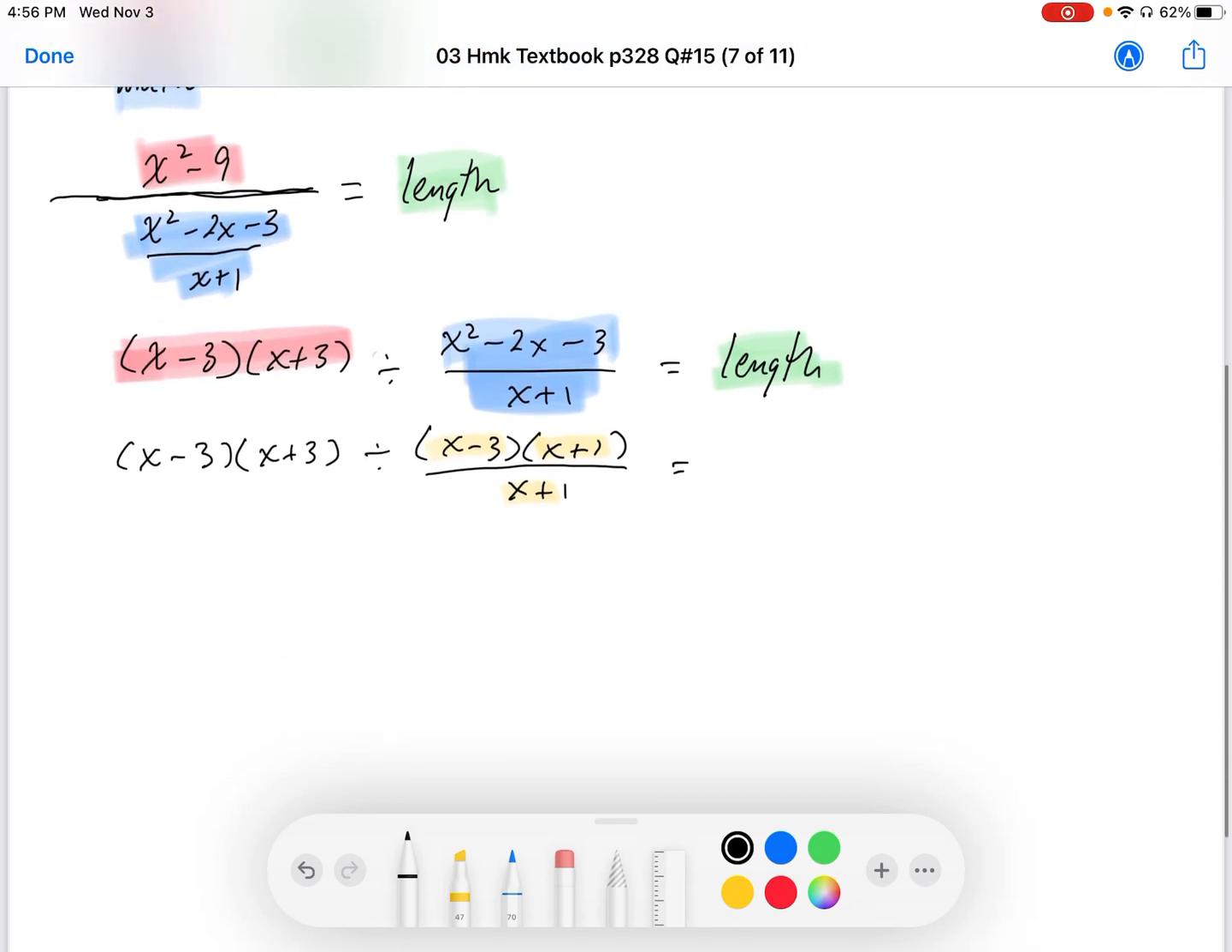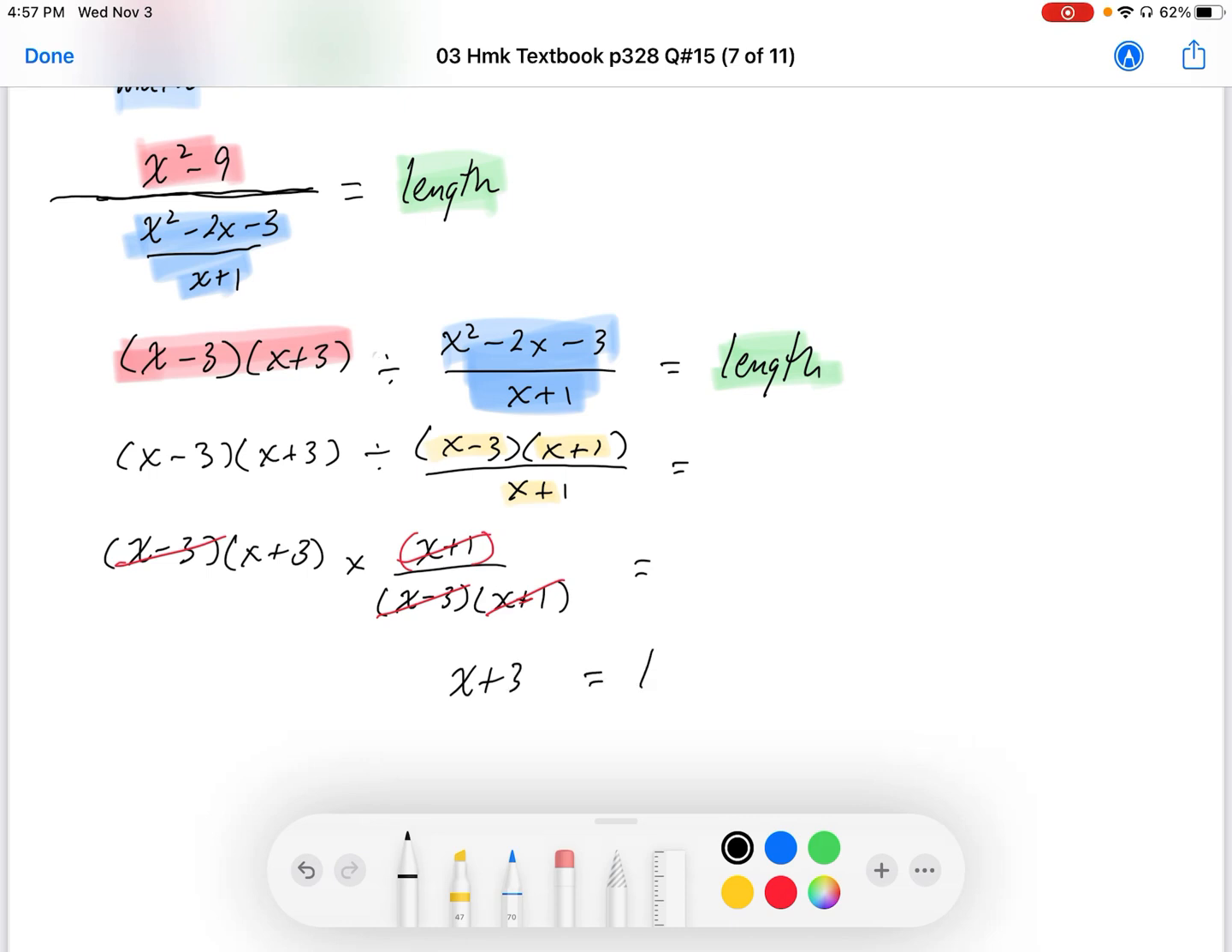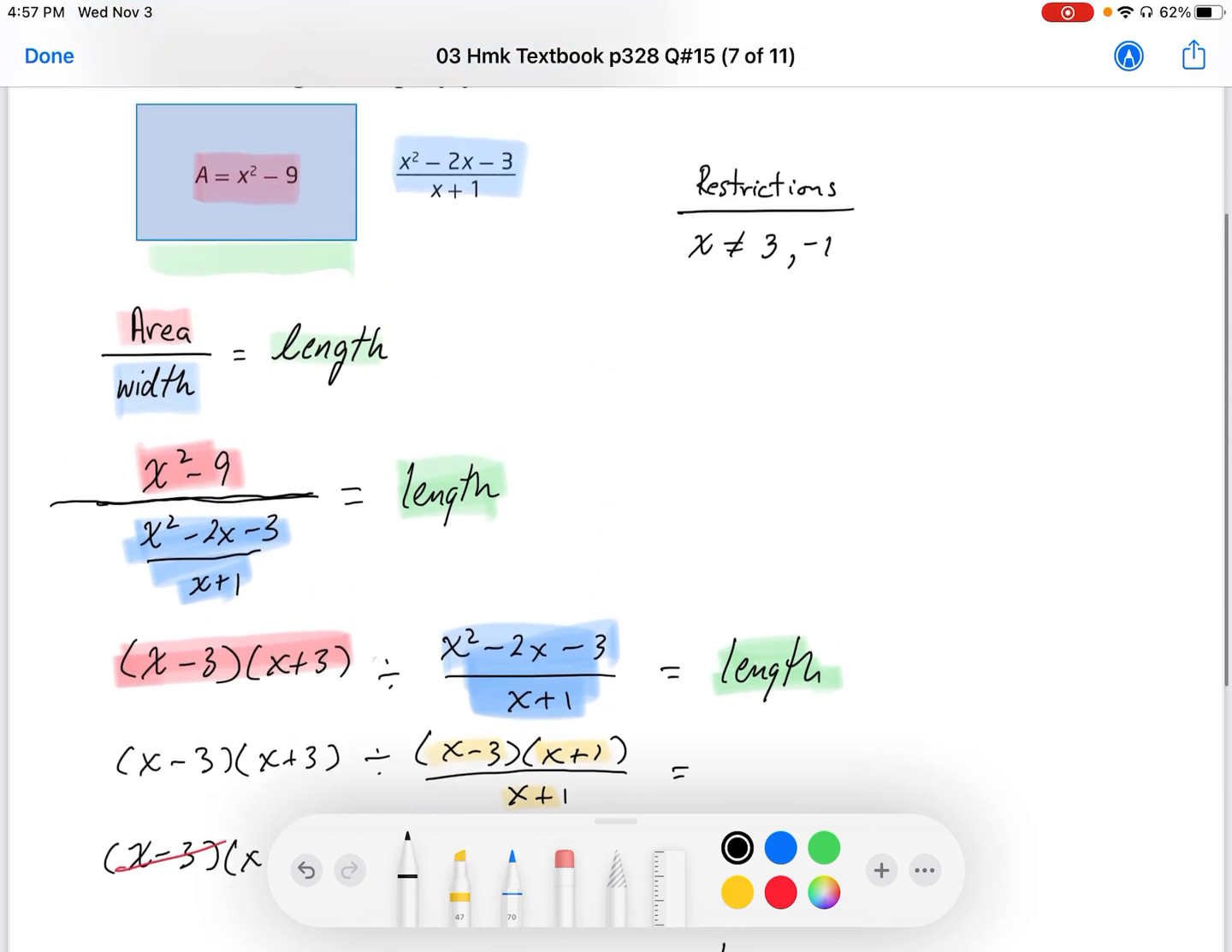Once I've stated my restrictions, I'm going to multiply by the reciprocal. In this case, I'm going to multiply by x plus 1 all over x minus 3, x plus 1. Now, I could have canceled the x plus 1s in the previous step, and that would have been fine. Once I state my restrictions, I can start canceling and flipping fractions. So I'm going to do that now. I'm going to cancel out this factor here. That's a times and divide. I have another times here, divide here. So the only thing that's left then in this expression is going to be x plus 3, and that's going to represent the length. Okay, so that expression then represents length, x plus 3.